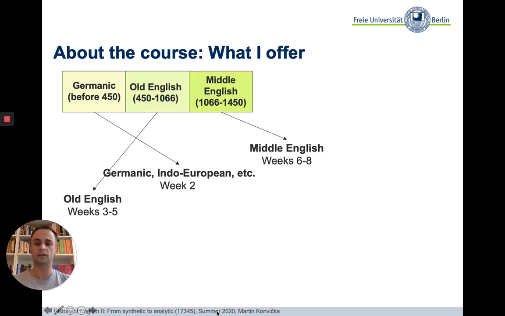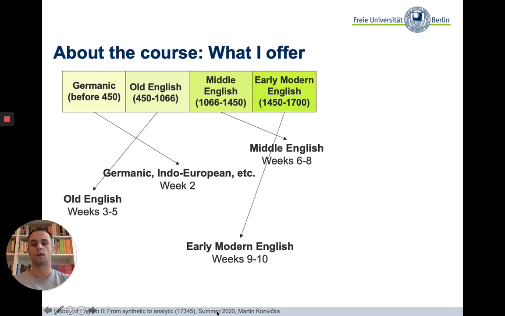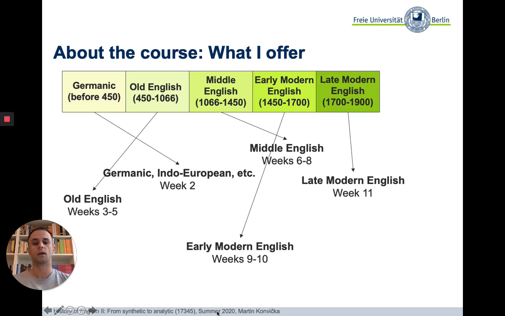Then we're going to discuss Middle English, the variety of English that was spoken in England from the 11th until approximately the 15th century. 2 weeks after that, we're going to dedicate our courses to Early Modern English, that is, the variety of English spoken by Shakespeare. In week 11, we're going to discuss Late Modern English, that is, the variety of English that was in use in the 18th and 19th centuries.